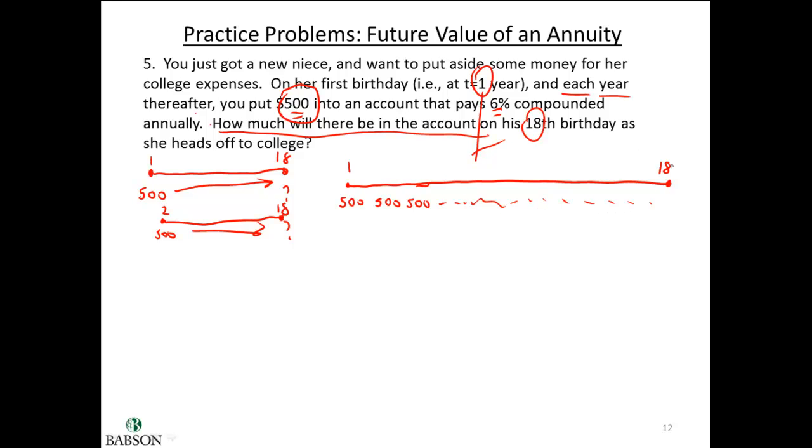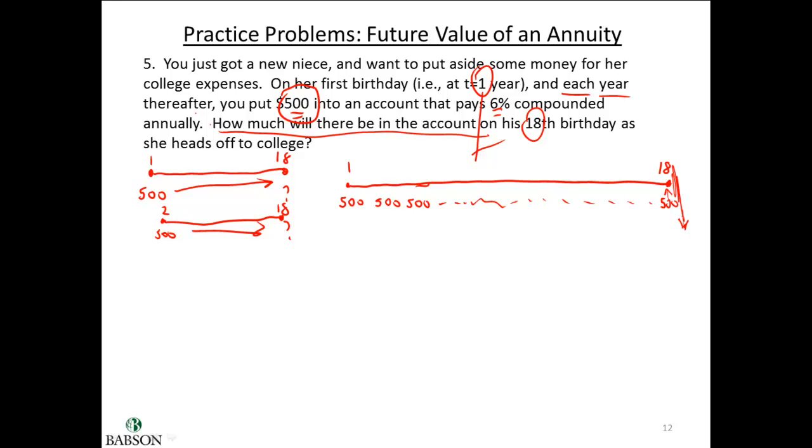One kind of weird thing to recognize is that in year 18, just on her 18th birthday, you're putting $500 into the account, and then the day after, you're figuring out what that's worth. So it's kind of odd to think about setting up a timeline where you're putting money in on the 18th birthday and then trying to figure out what that is. But that's how the presumption and standard of these problems work.